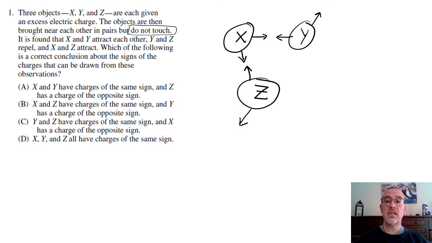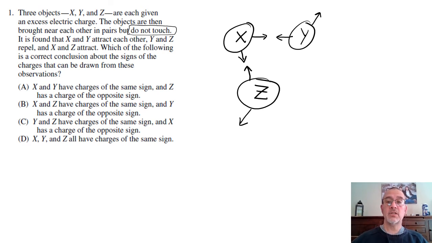Well, take a look at X and Y and Z. You'll notice that Z and Y are repelling each other, so that means that Z and Y have to be like charges, because like charges repel. And then X is attracted to Y, opposite charges attract, and X is attracted to Z. So X is attracted to both Y and Z. That means that X must be one type of charge, and then Y and Z must be the same charge, but different than X.